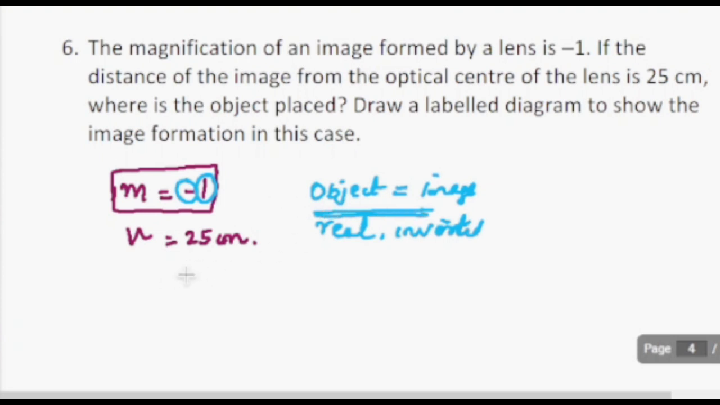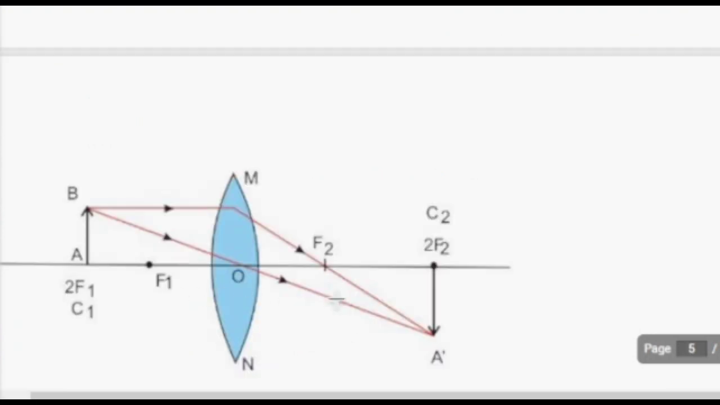So we know that the image is at 25 centimeter. So 2f is equal to 25 centimeter we can take. So where will the object be? The image is at 2f2, so the object is at 2f1. This is the ray diagram: the object distance is 2f1, so the image is at 2f2 and the size is equal.